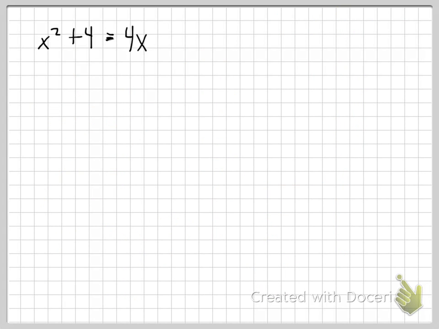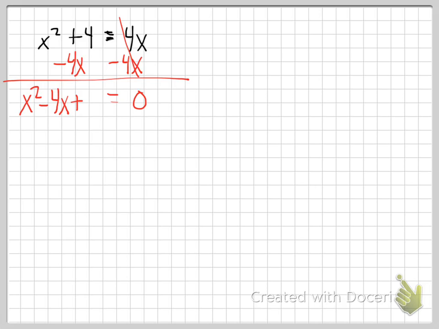So here's a third one. On this one, I can see that I do have an x and I have an x squared, so that means I'm going to have to set it equal to 0 and it should factor somehow. So I'm going to go ahead and pull my 4x over. I'm going to get 0 on the right hand side. On the left, I'm going to go ahead and put it in that form of a quadratic, that ax squared plus bx plus c.